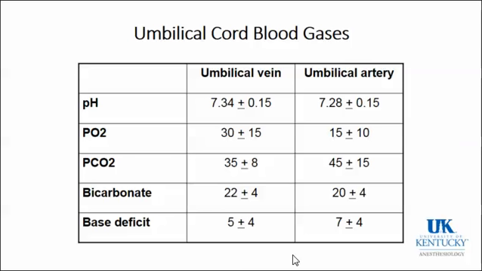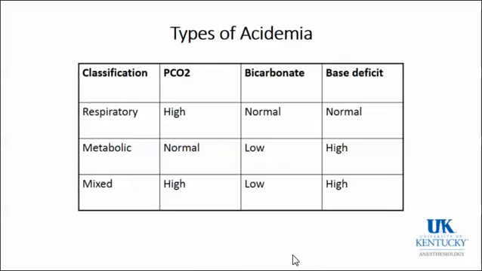And so this slide just shows you what are normal umbilical gases, artery and vein, and the umbilical artery is most important. That really is an indicator of fetal condition. Umbilical vein is more an indicator of maternal and placental condition.